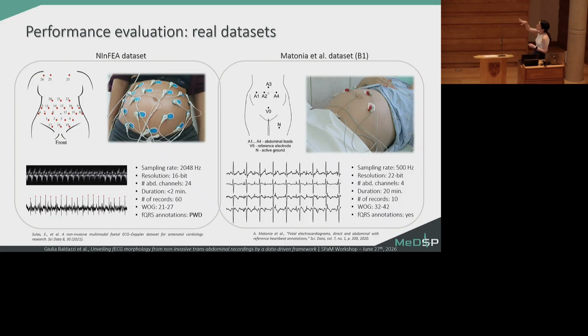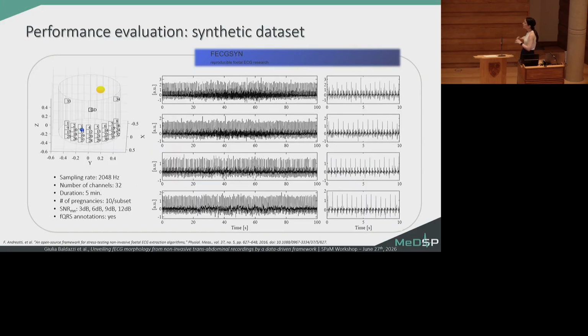Whereas the second data set is the NYMPHEA data set acquired by our group. So it includes 60 recordings, each one enclosing 24 abdominal channels, 3 thoracic channels, and 1 channel for the maternal respiration. All these electrophysiological signals are acquired synchronously with the pulsed wave Doppler. So in both cases, we have a reference for the occurrence of the fetal QRS locations.